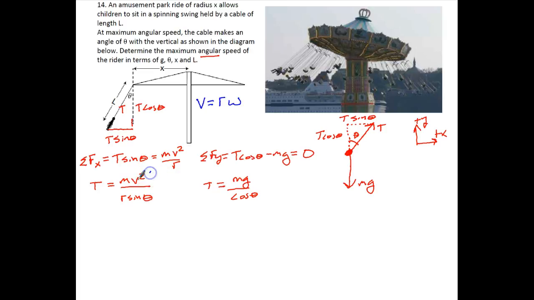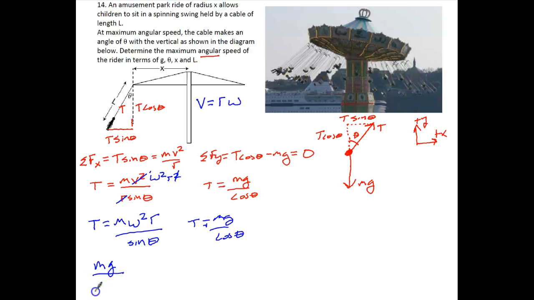I'm going to take this and get rid of the v squared, and do omega squared times r squared. You'll also notice that I have an r already on the bottom, so I'm going to get rid of the square on the top and rewrite this one. T is equal to m times omega squared times r all over the sine of the angle. And here I've got T is equal to mg over the cosine of the angle. If I substitute this in for T, I have mg over the cosine of the angle equal to m omega squared r all over the sine of the angle.